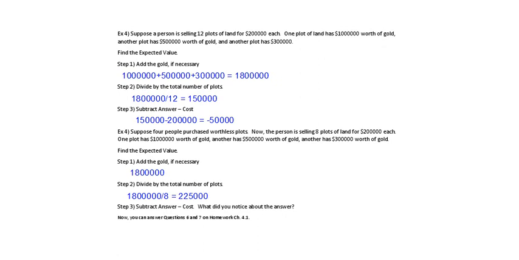Now let's subtract cost. $225,000 minus $200,000. This time our answer is positive $25,000. When expected value is positive, that means on average you can expect to win. You expect to gain money. In fact, if I was this investor, I would buy all the plots of land.